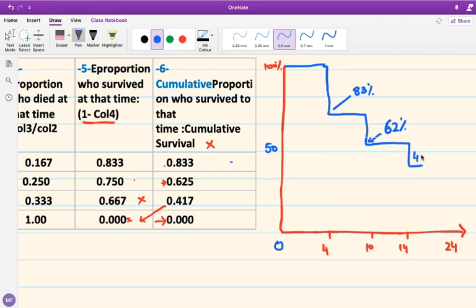So let's say it's 41%, and then lastly the individual has just expired at the 24th month, so this value says 0. Okay, so this is basically a Kaplan-Meier survival curve that is drawn after the months of enrollment.